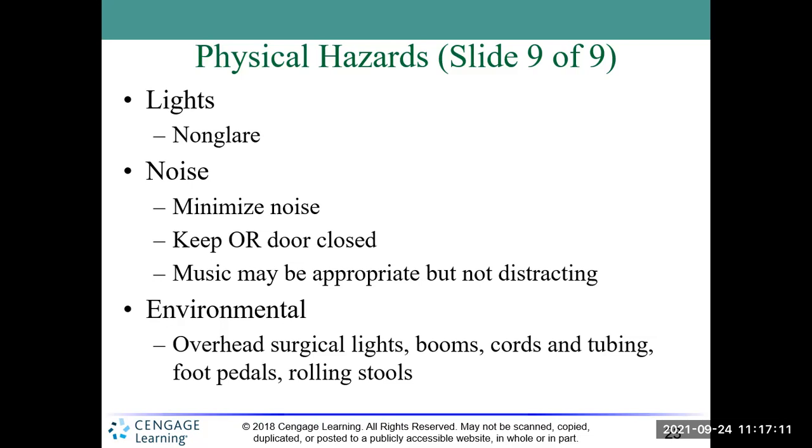So environmental: we have those overhead surgical lights, booms, cords, tubing, foot pedals, rolling stools. All these things are put in place to help keep things safe. Cords and tubing, your circulator is going to be securing those. Foot pedals are used underneath so that there are ways to activate the ESU. Rolling stools are for those procedures where the physician needs to sit.